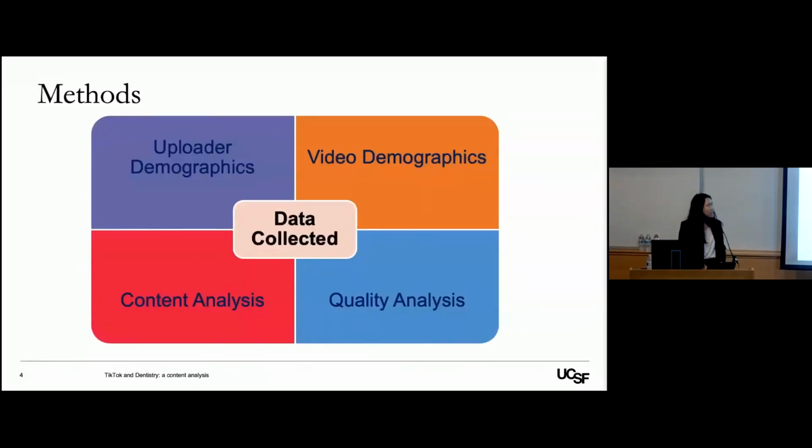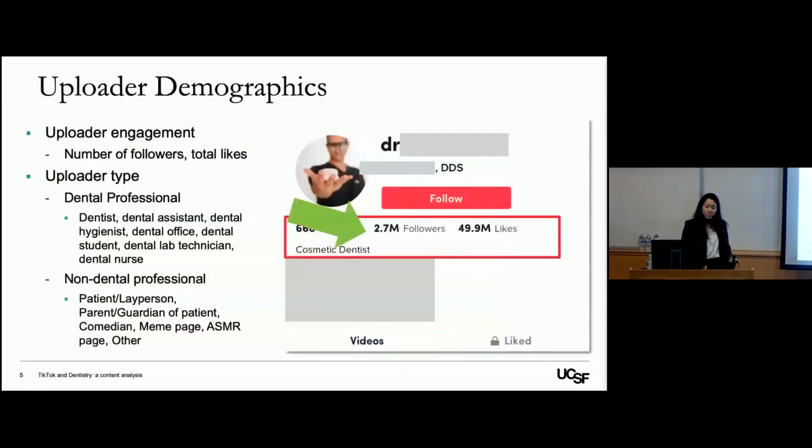The data collected included uploader and video demographics, as well as content and quality analysis. For uploader demographics, I looked specifically at the uploader engagement, such as the number of followers or the total likes an uploader had. I also split them into two groups by uploader type, dental professional versus non-dental professional. This was determined by whether in their name, their username, or even their bio, they had doctor, DDS, DMD, or a description about their career.